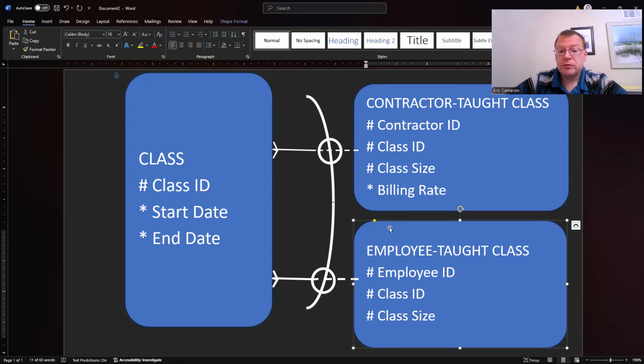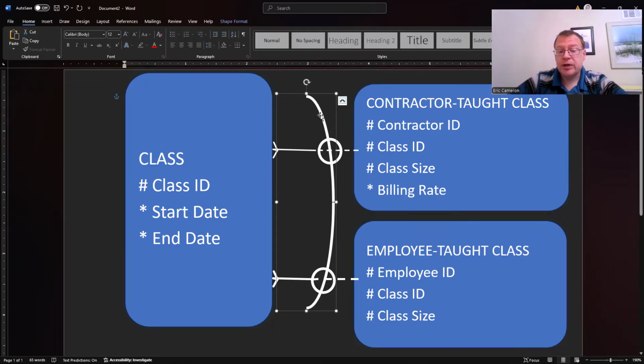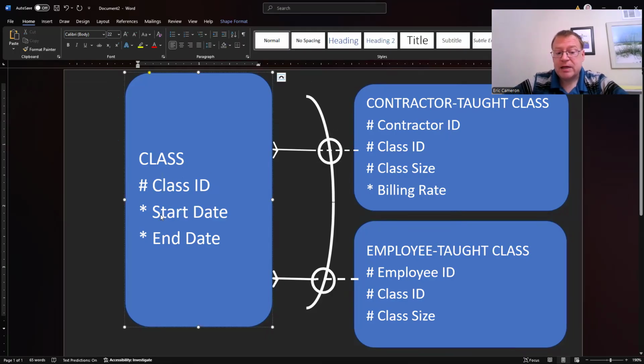Now, this notation, this little fellow right here, is what we call the arc. That's going to be that curved line. And again, when I was in college, they taught us circuitry, and this was very similar to how you would do circuitry. So this O on both ends is going to indicate that this is an exclusive or. What that means is a class has a start date and end date, and its instructor is going to be either a contractor or an employee, one, but not both. And that's what this is indicating.